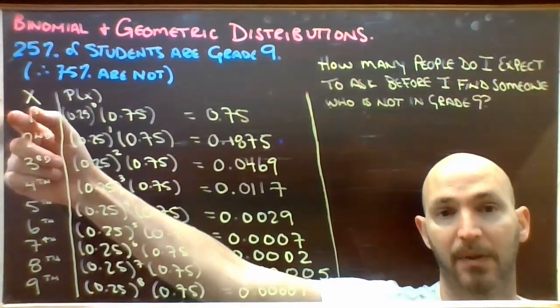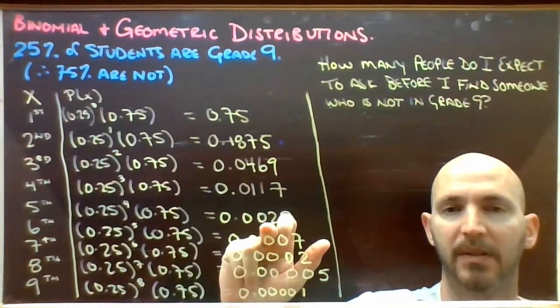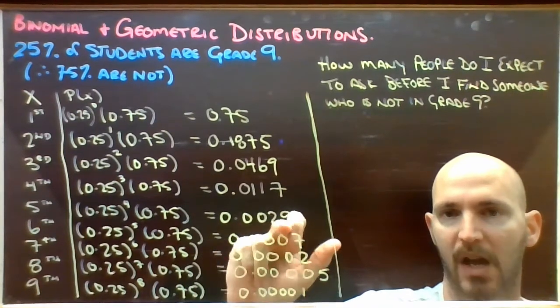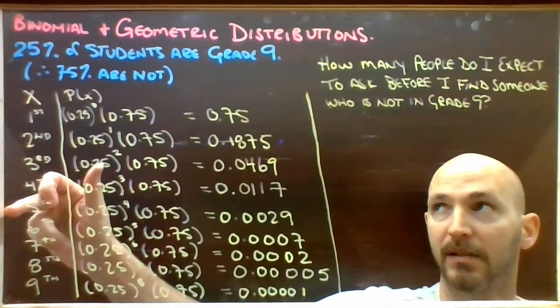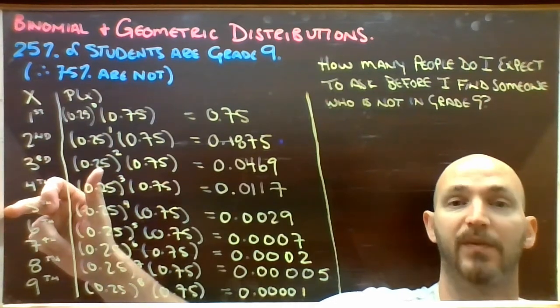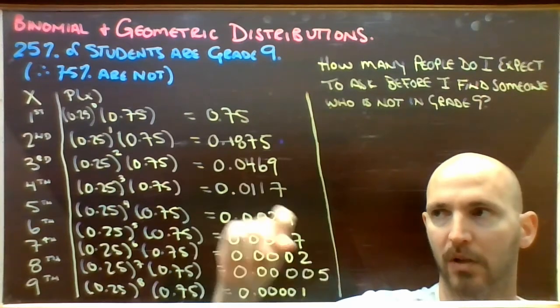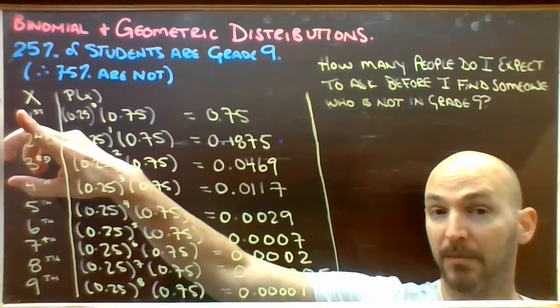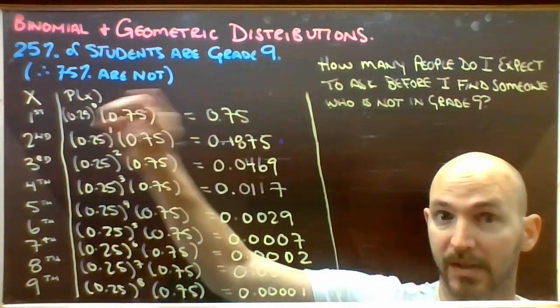Did it happen on the first person? Did it happen on the second person? So there's a probability of 0.029 that it's the 5th person you ask is the first one you find who's not in grade 9. So I'm going to make my expectation column by taking how many people I had to ask multiplied by the probability that it was that many people.